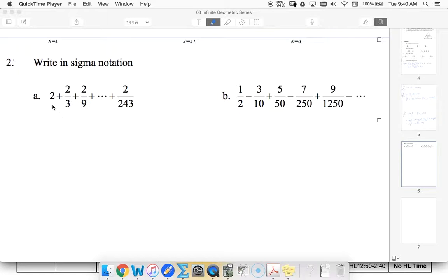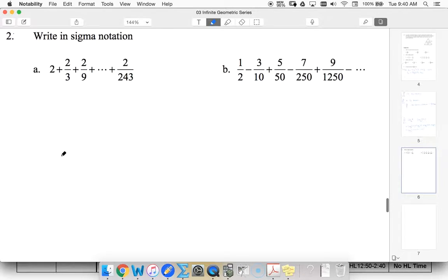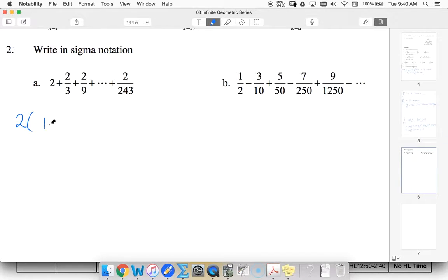So the first thing I see about this series is that if I factor out a 2, then I could write this as 1 plus 1/3 plus 1/9 plus ... plus 1 over 243. Looking inside this, I see a geometric series with a first term of 1 and an r value of 1/3.